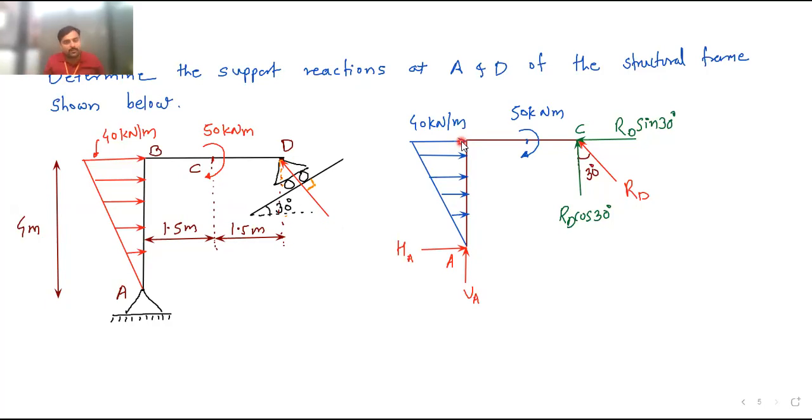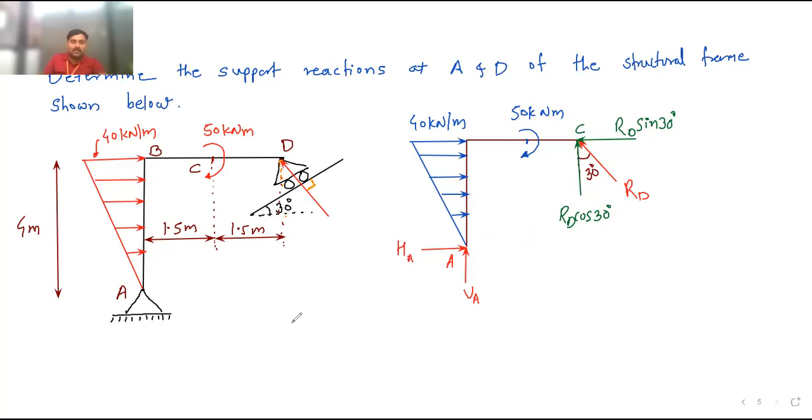Perfect. Okay, so now see here, we want to calculate the reactions HA, VA and RD. These we need to calculate. So what we will do now? We will do one thing. We can take the moment of all the forces at point A equal to 0, so that this HA and VA will become 0 and we will get the value of this RD. So how to do it? Let us take the moment.